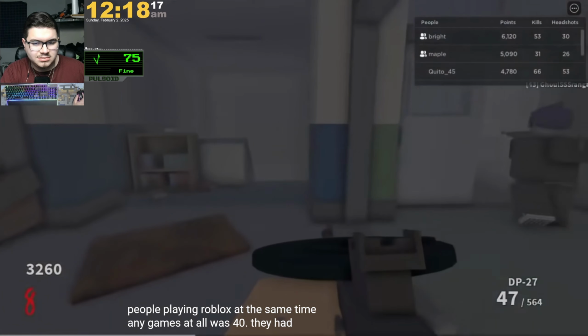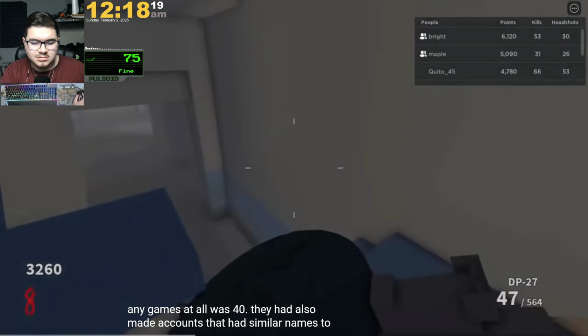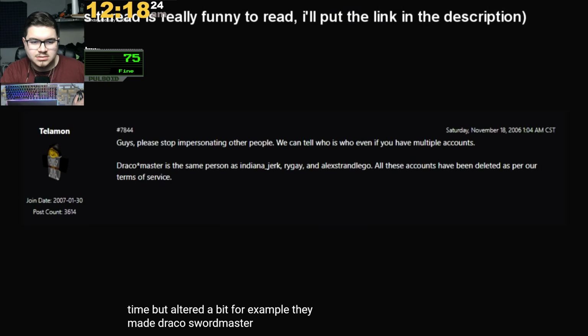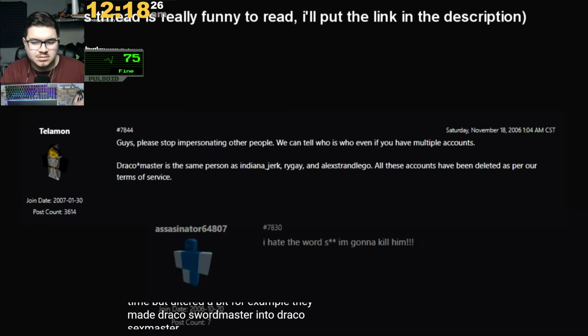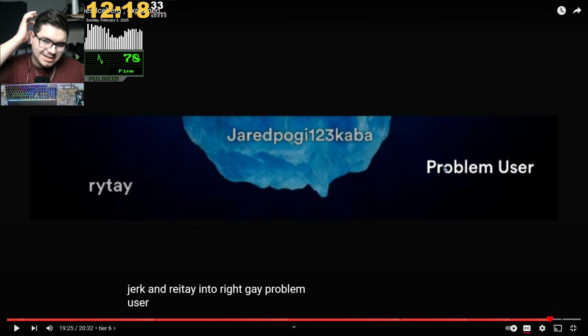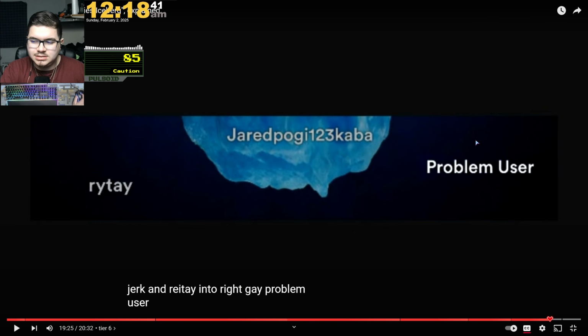They had also made accounts with names similar to popular people in the community at the time, but altered a bit. For example, they made Draco Swordmaster into Draco Indiana Jones into Indiana Jerk, and Raite into Raite Gay. Bruh, you gotta be kidding me. Well, I guess it makes sense. It wasn't really as popular, so I guess they were able to do some things.